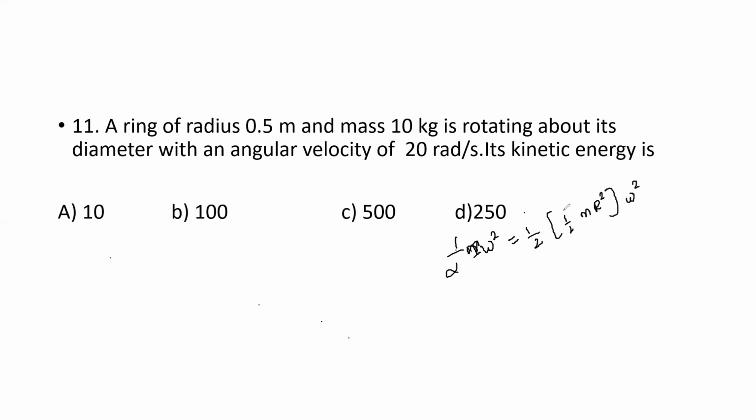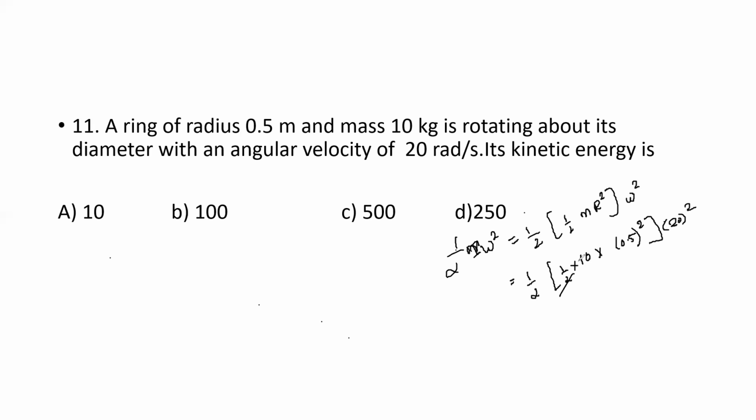I is the moment of inertia, and kinetic energy is given by 1/2 I omega square. So this is equal to 1/2, which I'll write as it is, times mass, given as 10 kg, times R square. The R value is given as 0.5, so it can be written as 0.5 whole square, times omega square. The omega value is 20, its whole square.